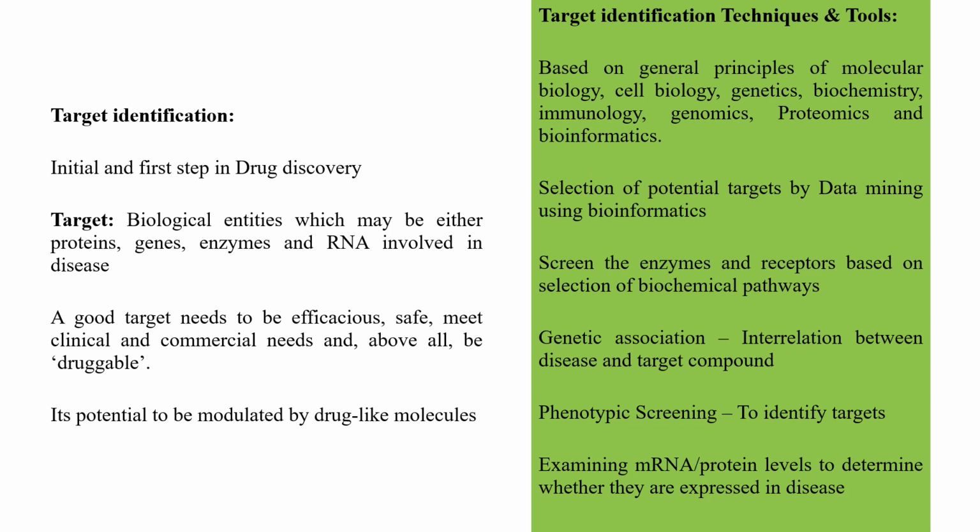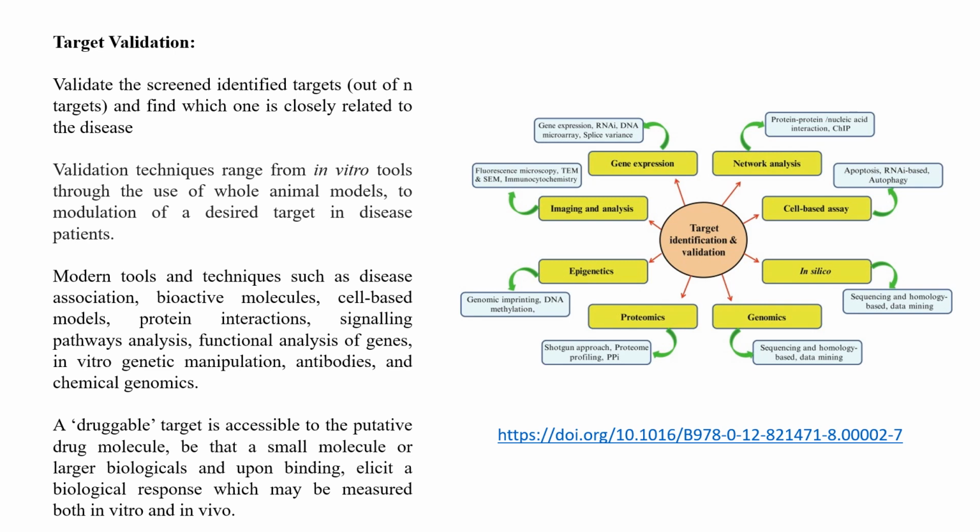And the next one is phenotypic screening. So here we are going to identify the targets. And the last one is expression profiling, in which we see how the mRNA and protein levels are expressed in that particular disease. And coming to the next one, that is target validation. Once we have identified the target, it should undergo the validation process. This validation starts from in vitro methods and in vivo methods. Nowadays, there are various tools and techniques being used to identify the disease.